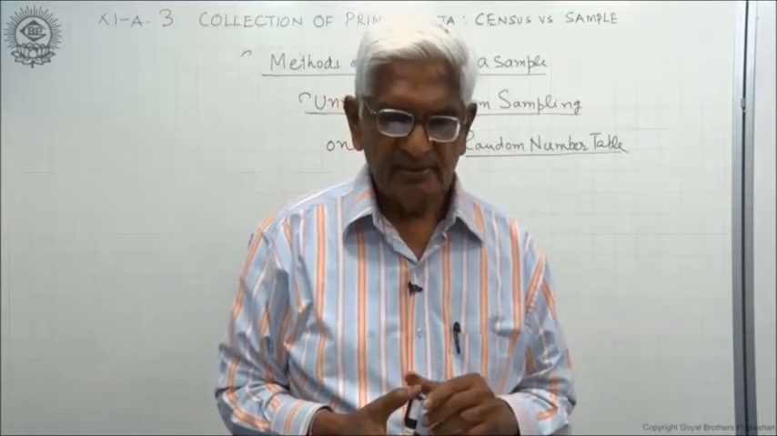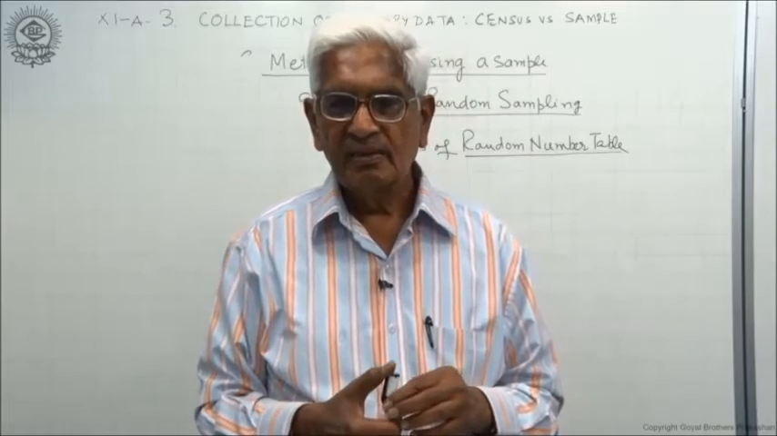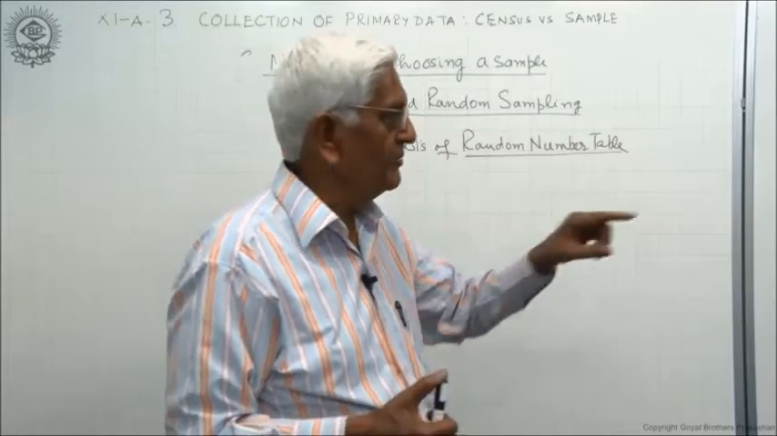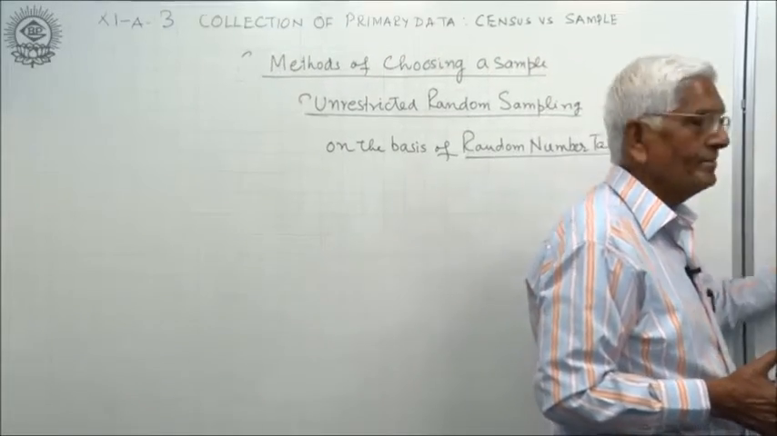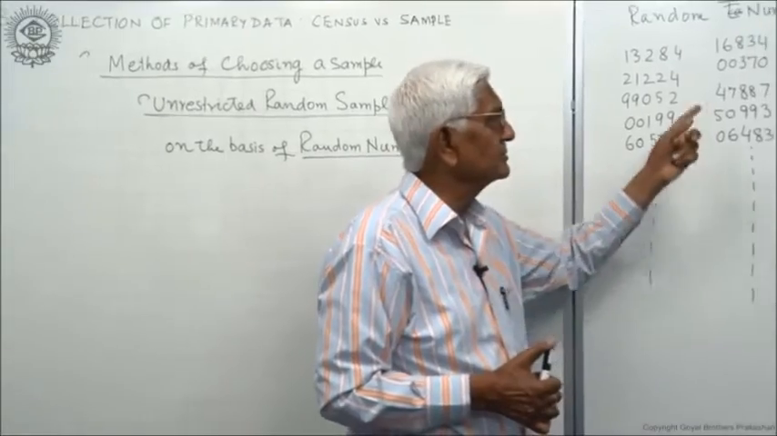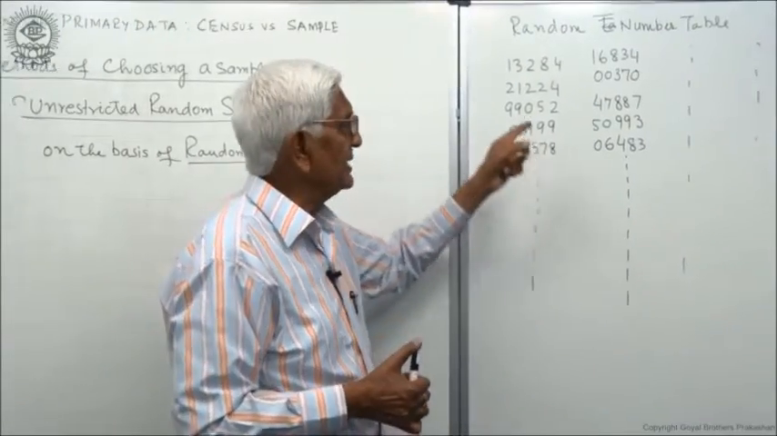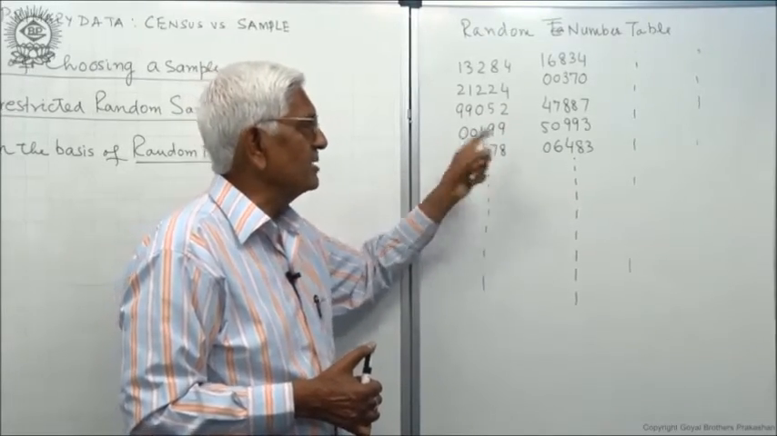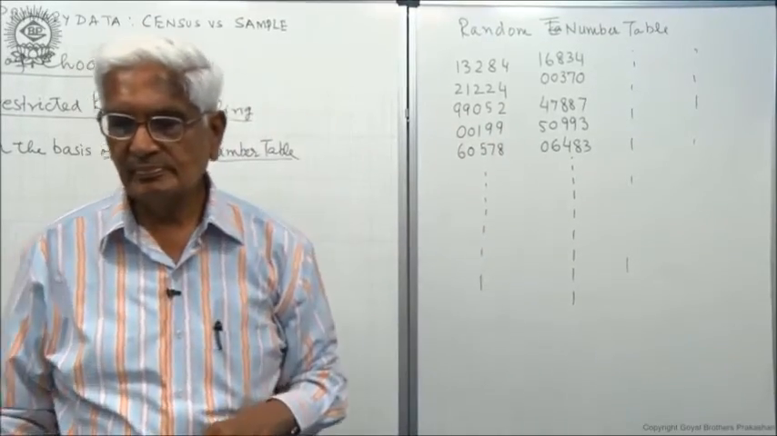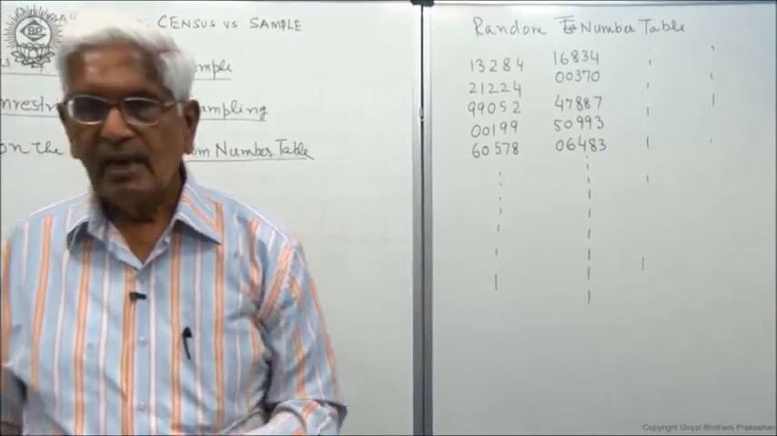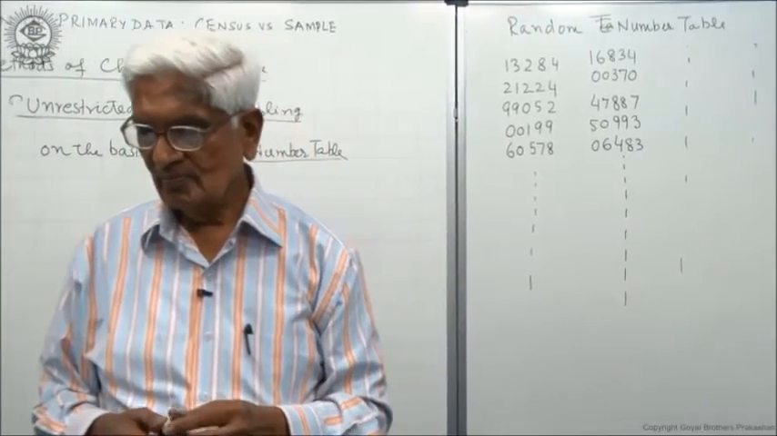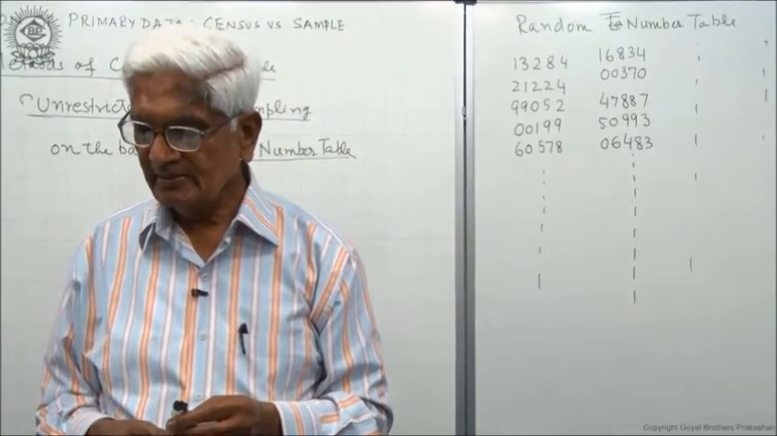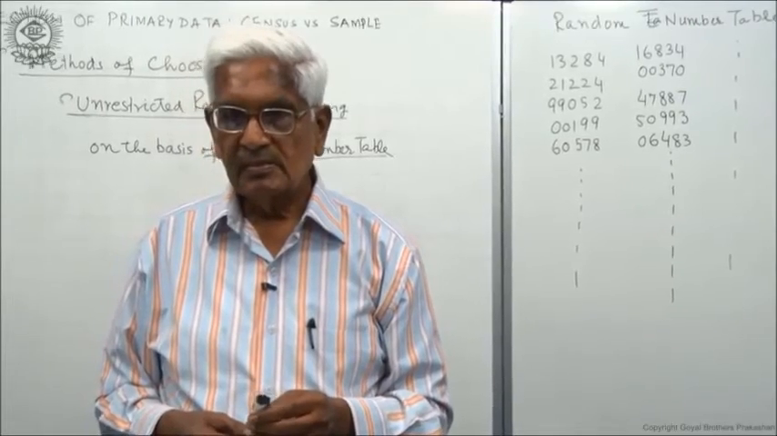How to use it? A small example of a random number table is this. Note that these numbers are not in order. How to use this table? You have elements, 2000 elements.